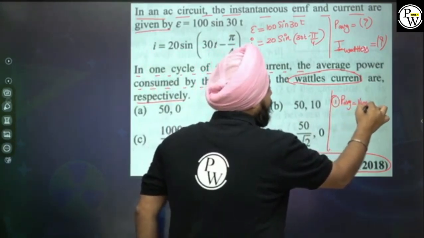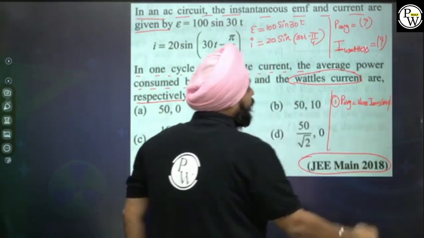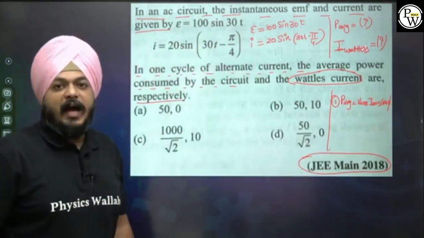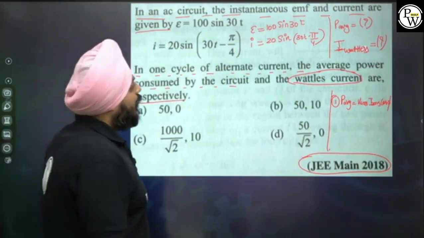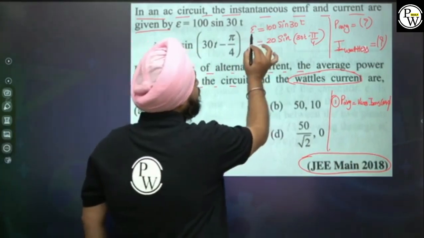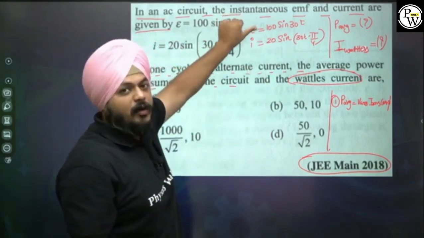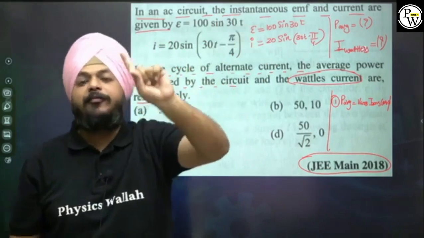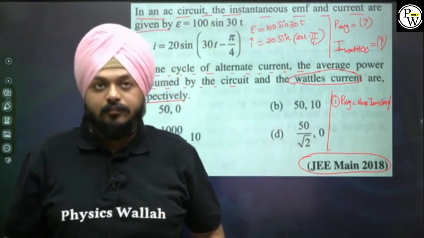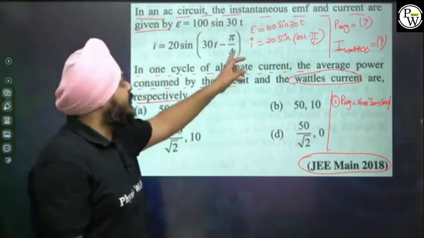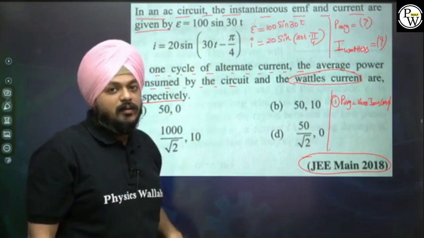That is going to be V_RMS times I_RMS times cos phi. Here, if you analyze the equations of the voltage and current, the phase difference between the voltage and current is pi by 4. I can understand that the current is lagging. You can see this equation: the current is lagging the voltage by pi by 4.